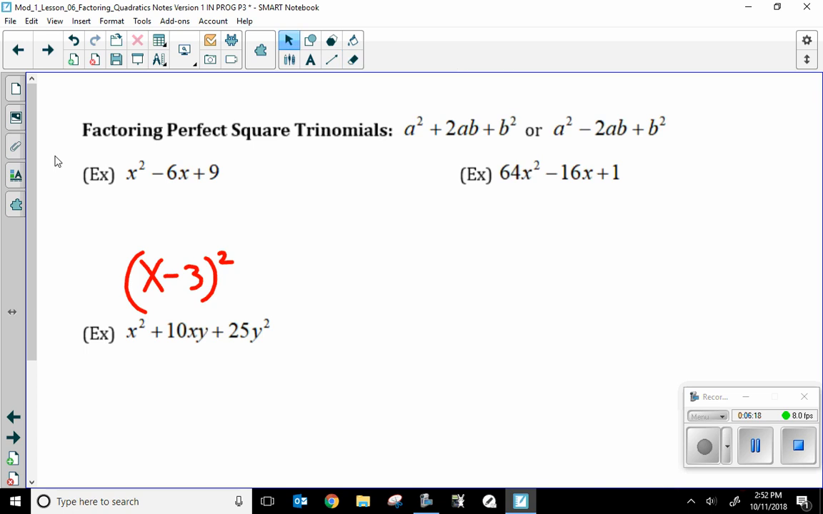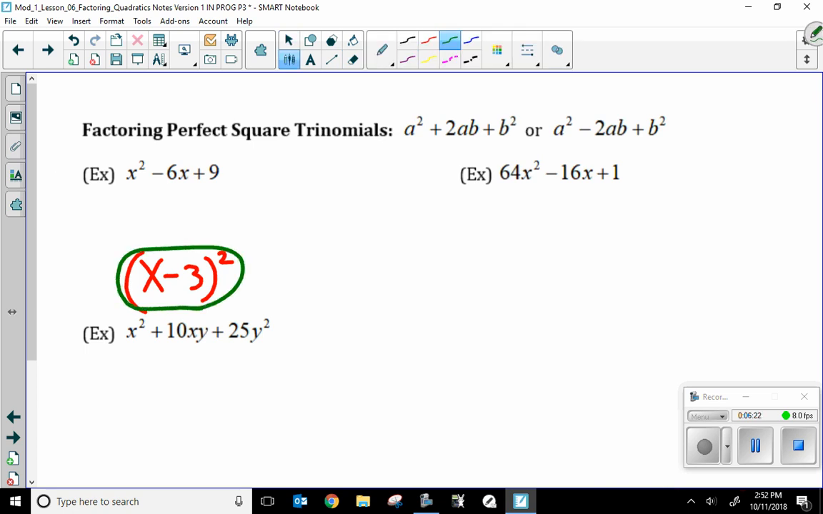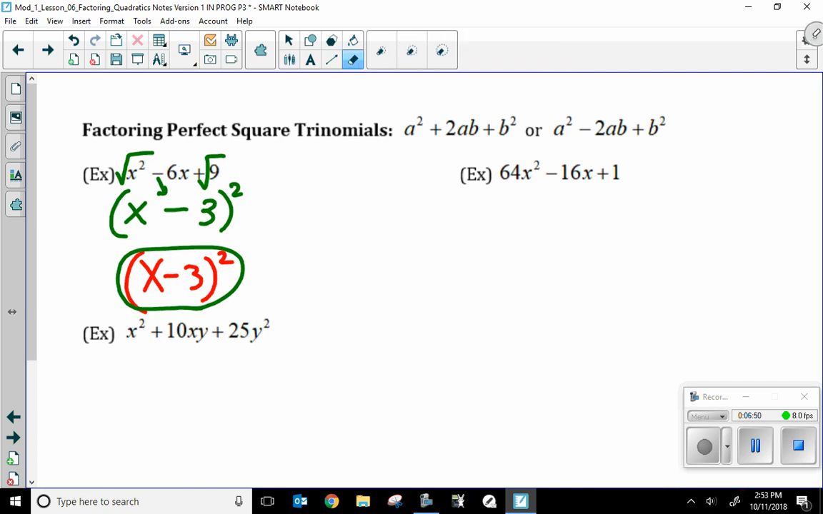And what do I mean by perfect squares? All right, I'm going to keep this here because this is what our answer should be. The square root of x squared is x. The square root of 9 is 3. Whatever sign is in the middle, in our case the minus, goes there. And we're done. That's it. Now, how do I know this works out? How do I know that x minus 3 times x minus 3 is going to give me my minus 6 in the middle?